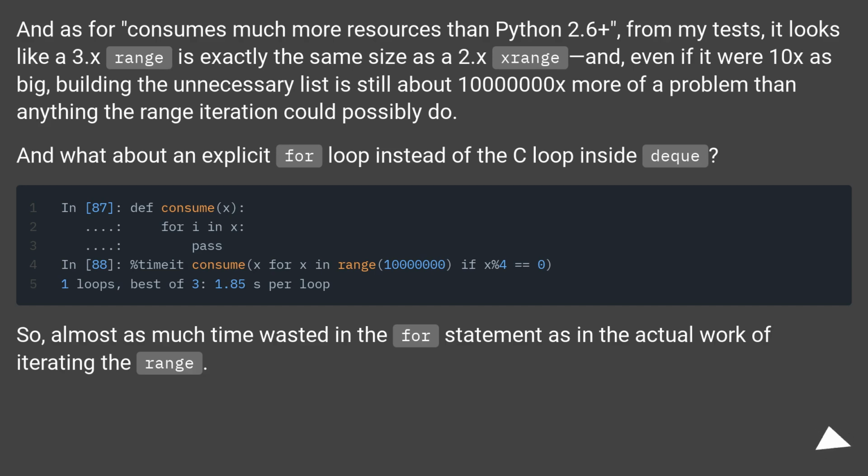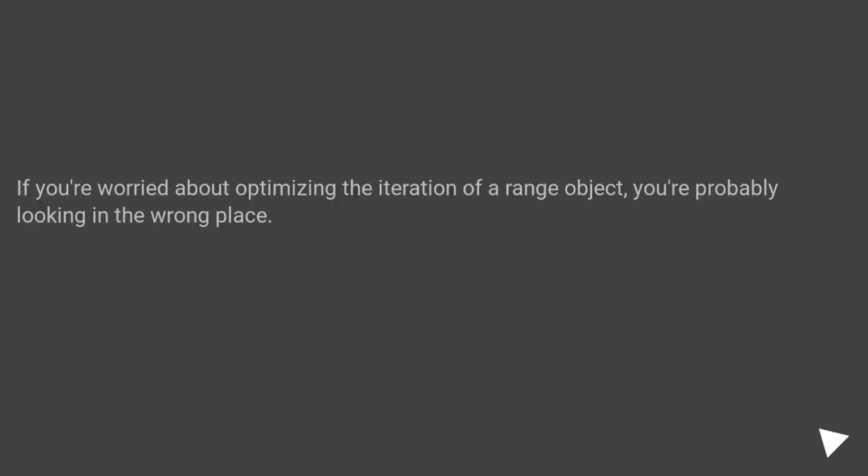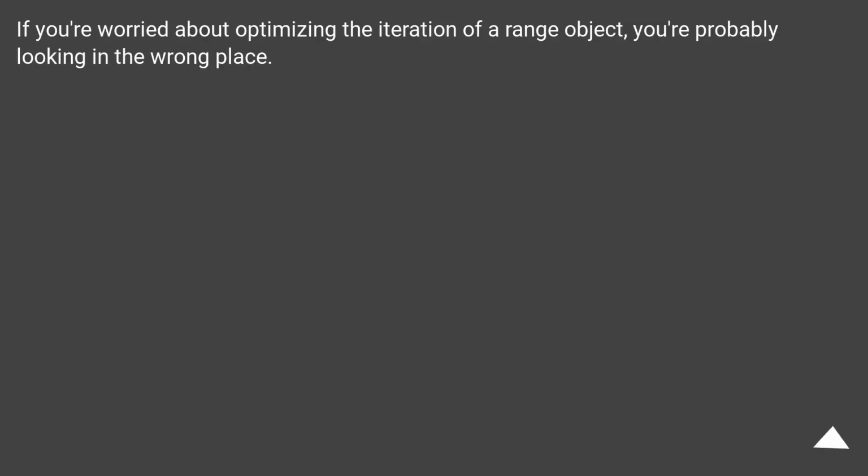And what about an explicit for loop instead of the C loop inside deque? So, almost as much time wasted in the for statement as in the actual work of iterating the range. If you're worried about optimizing the iteration of a range object, you're probably looking in the wrong place.